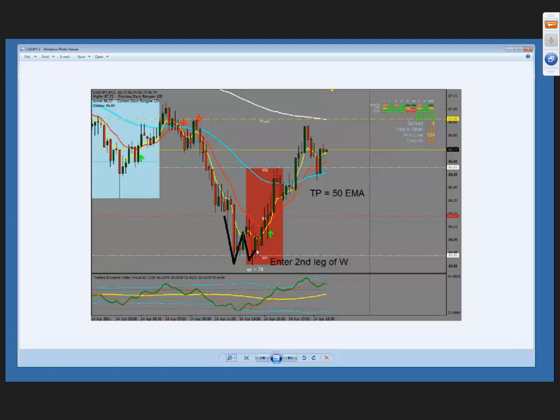So there's two different ways you can enter. You can wait till this finishes painting, or you can take it when it turns. So right here I'm entering off the second leg, and again, what do we see down here? Is that a W pattern right there? Yes, it is. So where's our take profit?